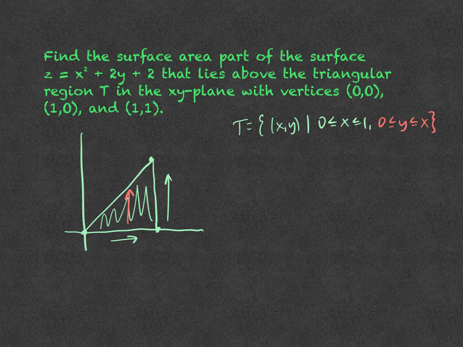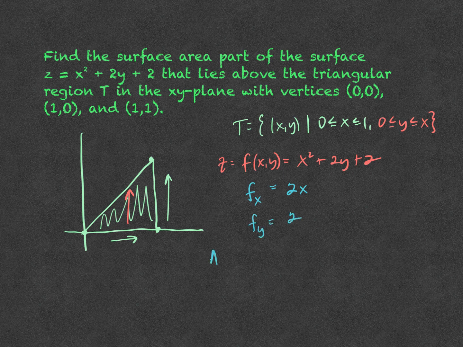And we know that z, so let's say z is equal to f(x,y), and it's equal to x squared plus 2y plus 2. So when we look back at our surface area formula, we need the partial derivatives. So let's look at the partial derivative with respect to x. So that would be 2x plus 0 plus 0. Let's find our partial derivative with respect to y, and that would just be 2.